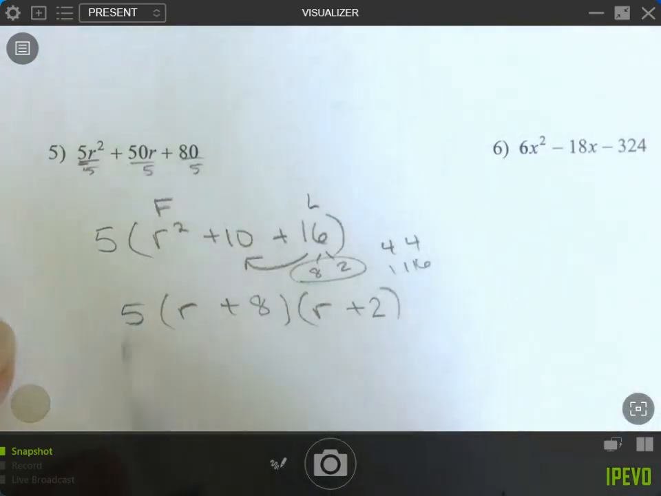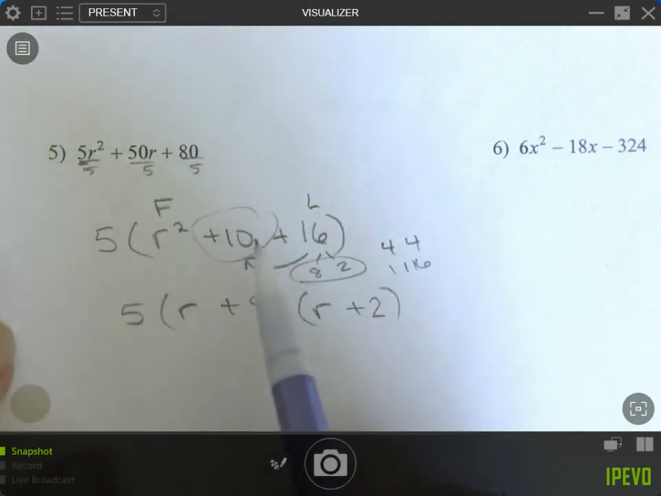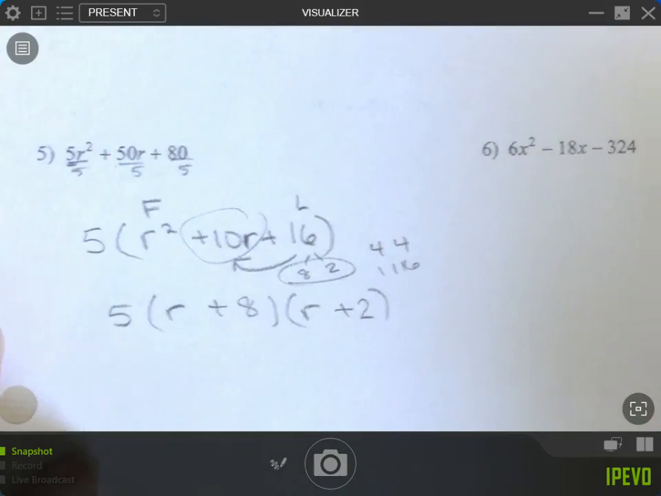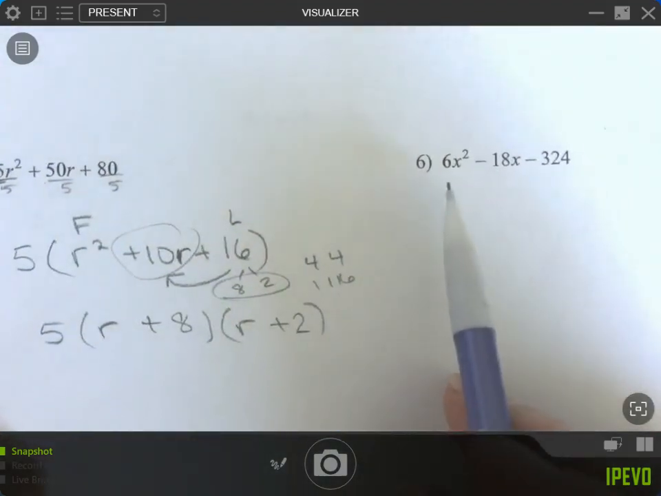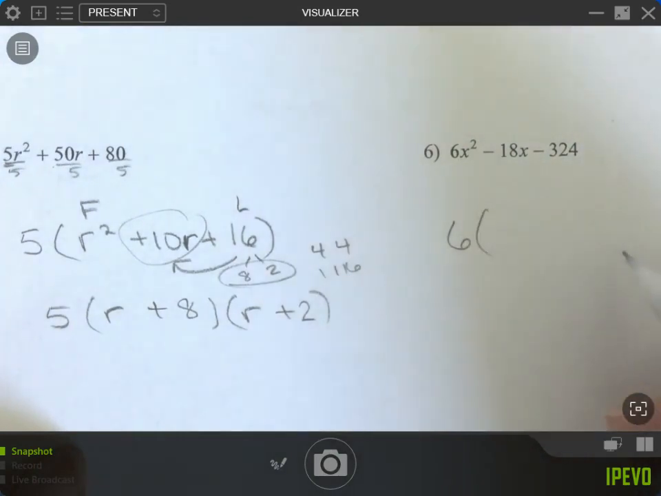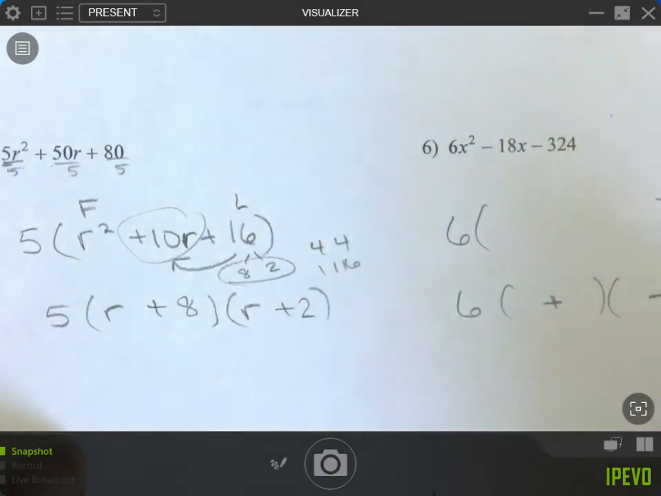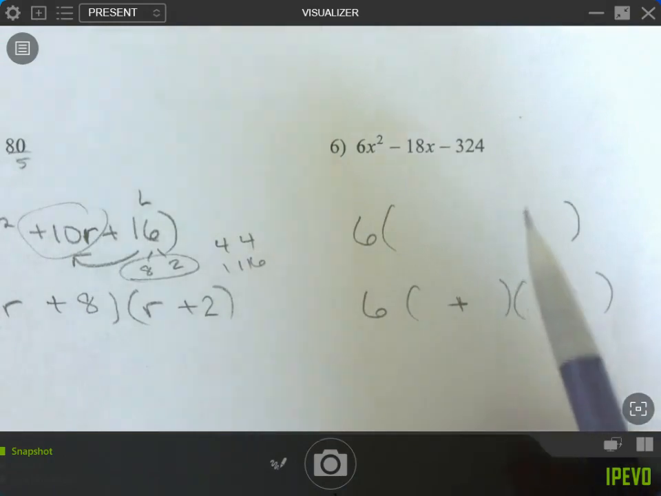Okay, so that's it. I'm done. Double check it. There's my 2r, my 8r. I got my 10r. Oh, I didn't have an r there. Did you catch that? Yep. Okay. Number 6, you are going to take out a GCF of 6. And when you're done with that, you're going to then break it down. Now, when you do this, you will need 1 positive and 1 negative because I need to multiply to negative.